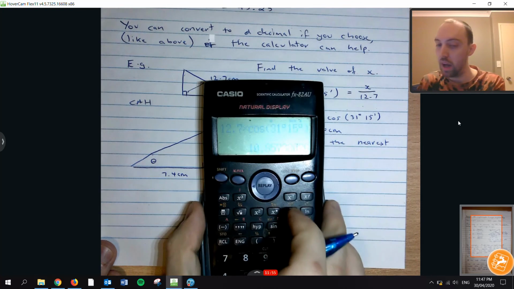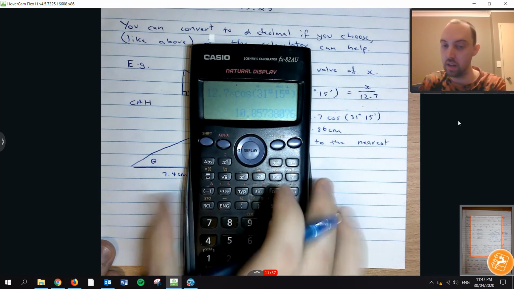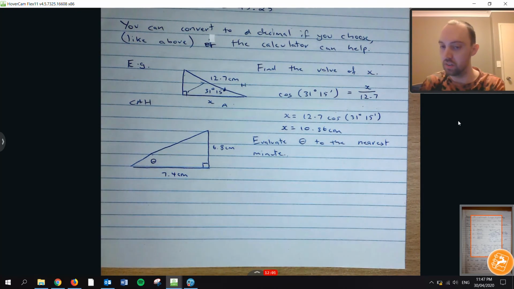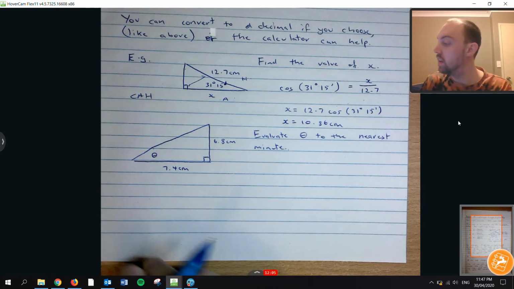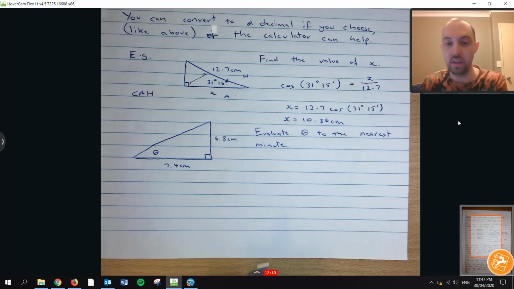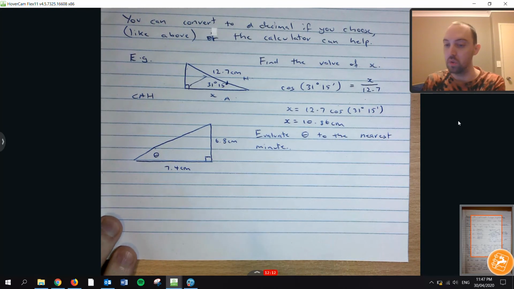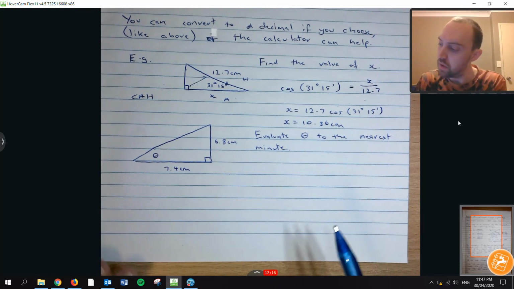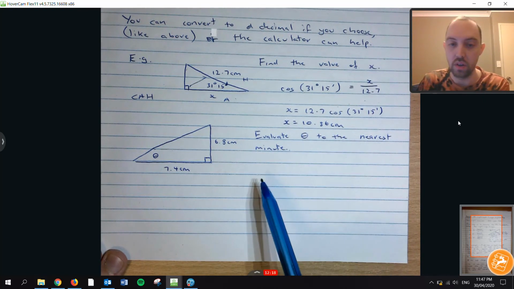If you have an expression of an angle, you can use the same button on your scientific calculator. It's a little bit different on your TIs or your ClassPads, so I recommend using a scientific calculator for these things. It's a little bit easier, but I'll try and show you in a moment, depending how much time we've got. Evaluate theta to the nearest minute.